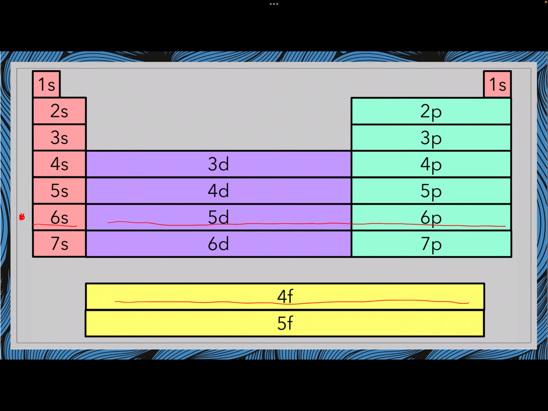I think in an exam situation, you probably won't be asked to do the electronic configuration of anything past here. That's just a feeling. I don't have any evidence to back that up. But as long as you can understand how to fill up to there, it should cover you for most bases. So how do we actually determine these electronic configurations?